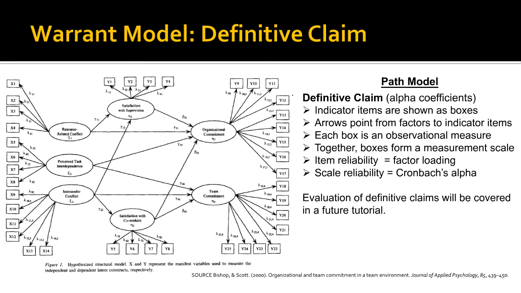Let's first take a look at the definitive claims in the Bishop and Scott article. The model produced by Bishop and Scott, as shown on the left, is an excellent example of a comprehensive warrant model. All the indicators used in defining each factor are shown in boxes. The arrows point from the factor to each indicator that defines it. The indicators are survey questions or statements. They provide a measure of an attribute, characteristic, or other feature that distinguishes the factor from other factors.